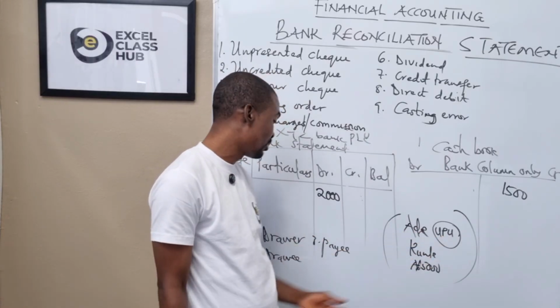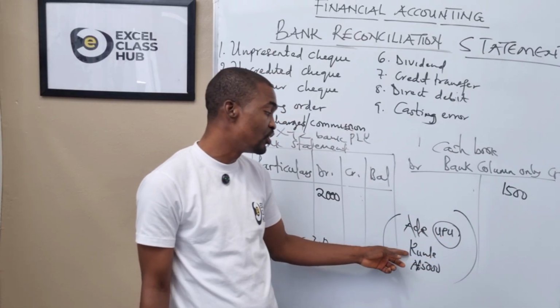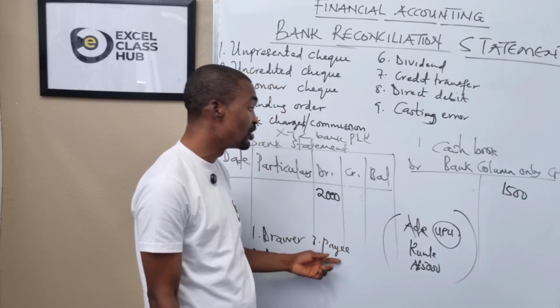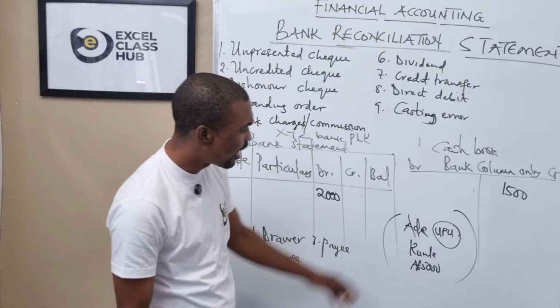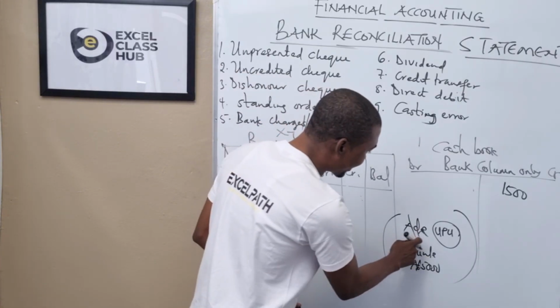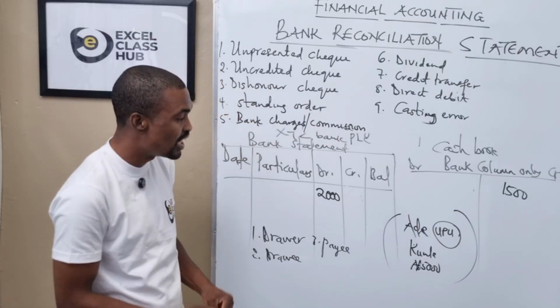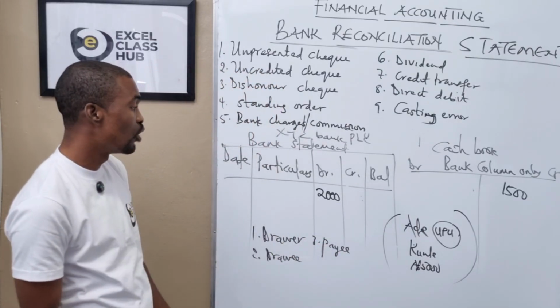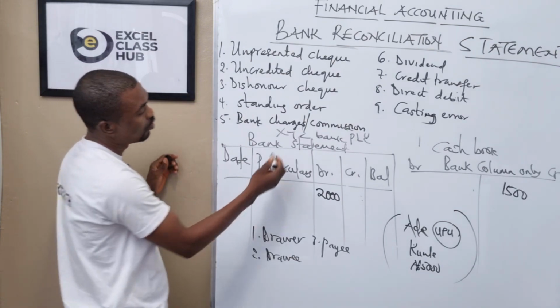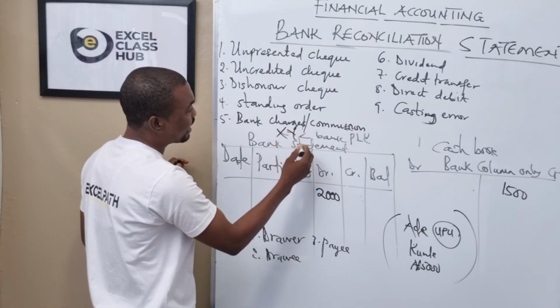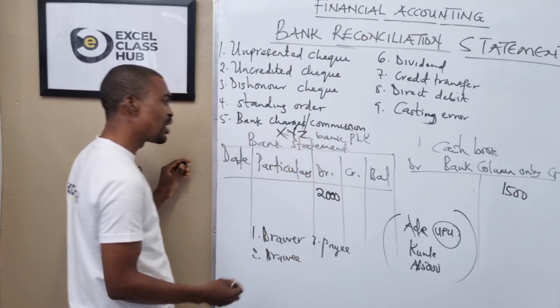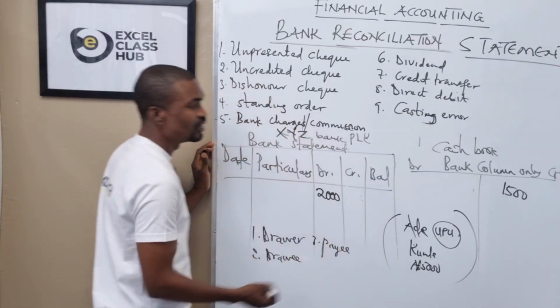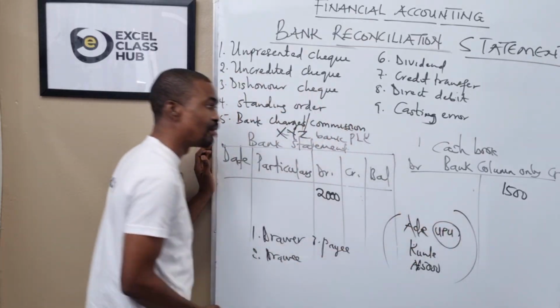UPU is the name of the bank, that is the drawee. Then who is the receiver of the money? Kunle, which is the payee. So now, Kunle, who received this check, is here to present this check for payment. So it means that the owner of the bank account has already credited his own cash book with that particular amount.